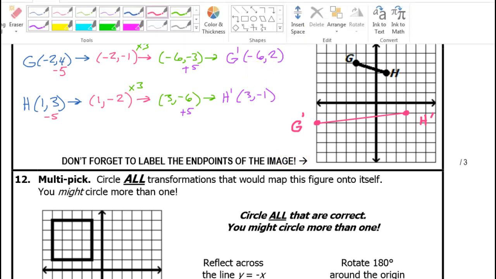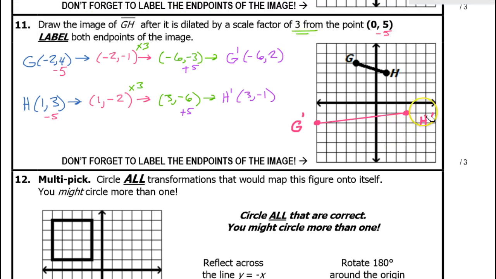Okay, now let's see how we would do it graphically. Alright, I'm just going to start all over again. So graphically, first you have to pay attention to what is the center. So the center is 0, 5. So this is the center point right here. So what I'm going to do is I'm going to draw the path from the center to a point, and then I will dilate the path. So from the center to point G is left 2 and down 1.